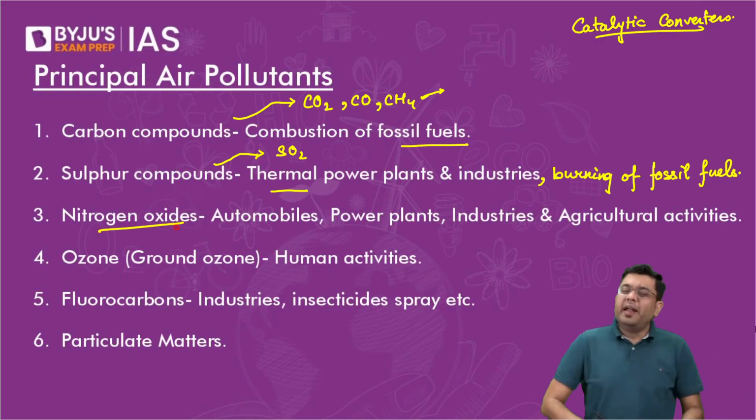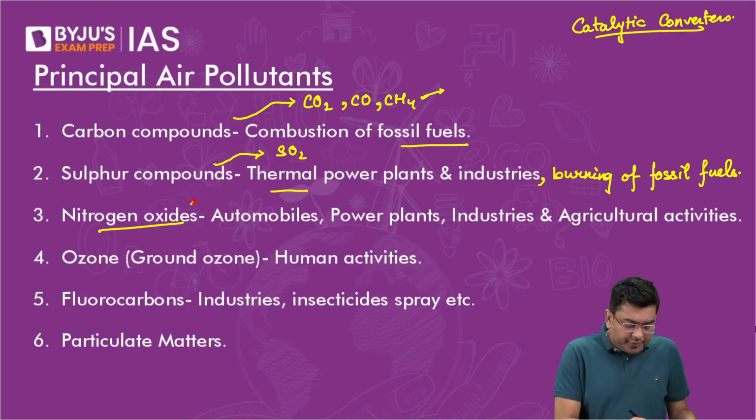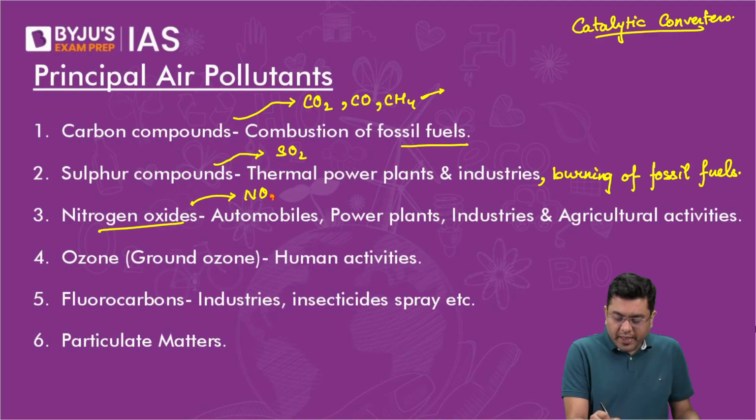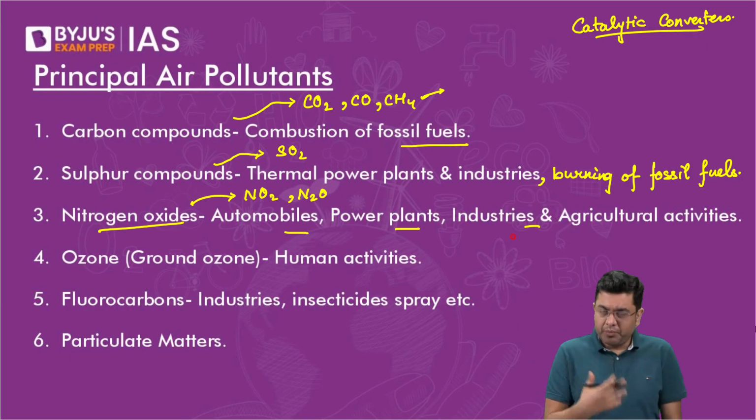Then we talk about the nitrogen oxides. Nitrogen oxides are of different types, the most common amongst them being nitrogen dioxide and N2O. These are released from automobiles, power plants, industries, and agricultural activities, all of them. They release these nitrogenous compounds. They also cause the same issues of cardiovascular problems and respiratory illnesses.